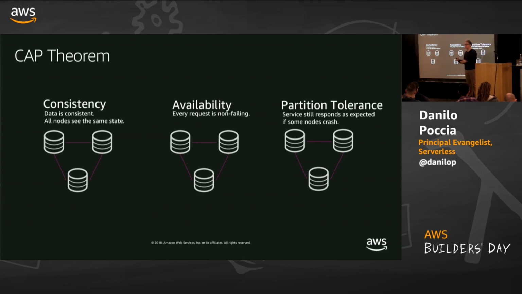Consistency means that data is always consistent across all the different partitions. So it can be, for example, in this case, the multiple regions. Availability means that every request is fulfilled.